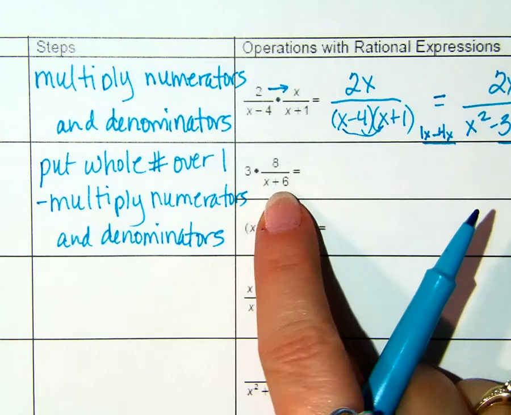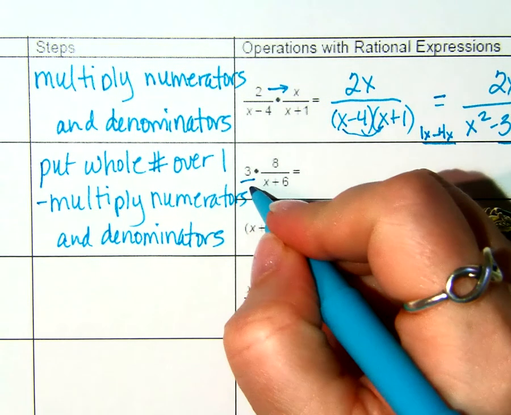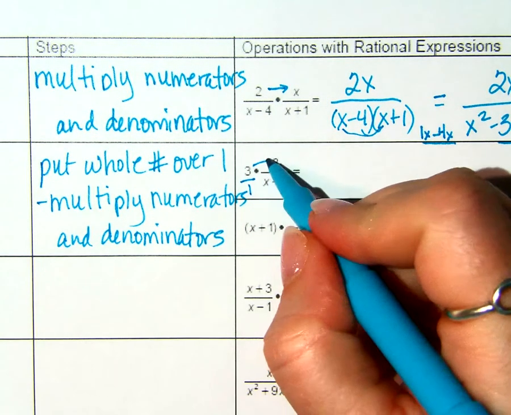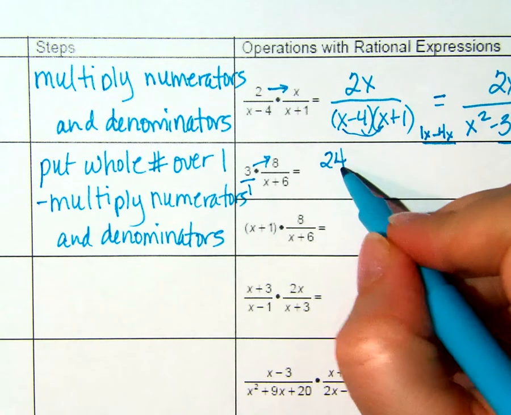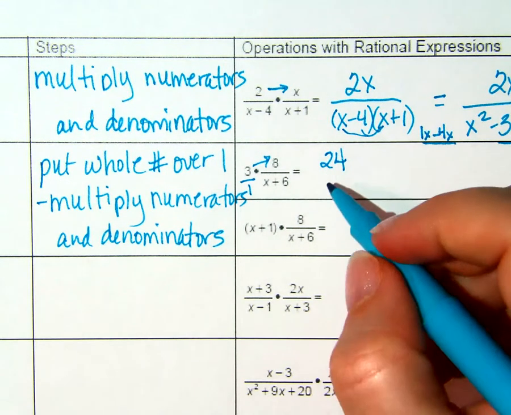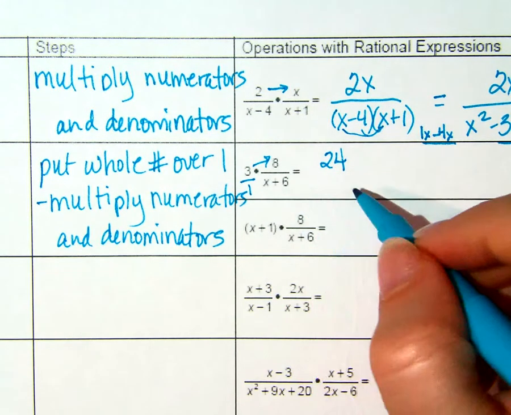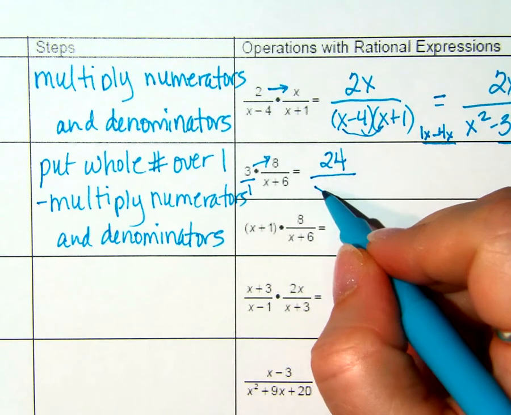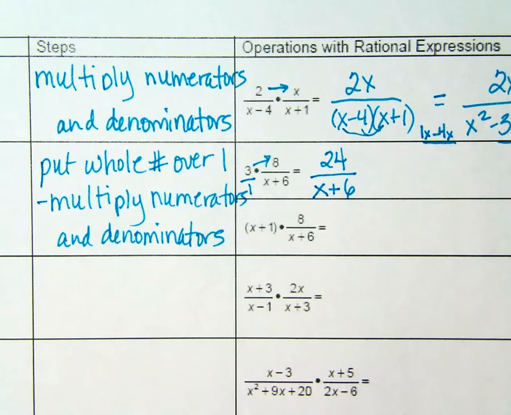So how is it any different if I have a problem like this? Okay, so I still say 3 over 1. I multiply 3 times 8 and get 24. That's right. And then I multiply 1 and x plus 6 and get what? x plus 6? Good. Any questions?